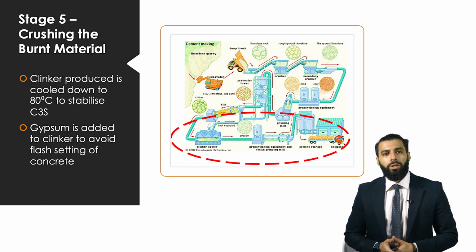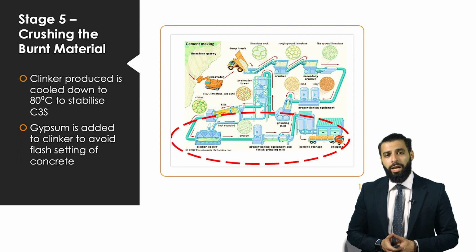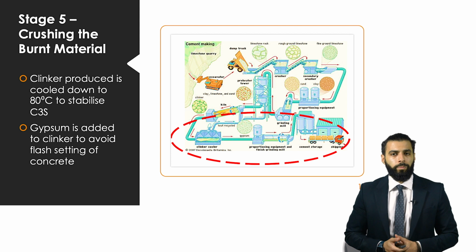Now, the final stage in the manufacturing process of cement involves the crushing of the burnt material. Before you crush it, you have to cool it down. So you cool it down from 1450 degrees Celsius down to 80 degrees Celsius, and that's just to stabilize the C3S. And then once it's stable enough, you add gypsum to it. Gypsum stabilizes the overall mix. As I said, it avoids flash setting. And then you crush it further, and then you process it, and it's ready to go.